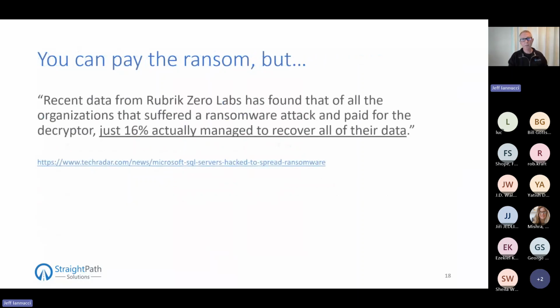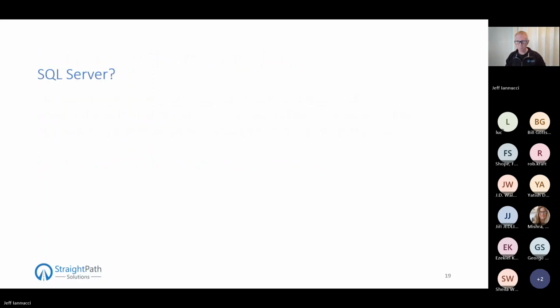So even if you pay that ransom, like I said, recent data indicates that only 16% of folks managed to recover all their data. That means that, according to my math, 84% of people lost something. So again, you want to prepare for it.